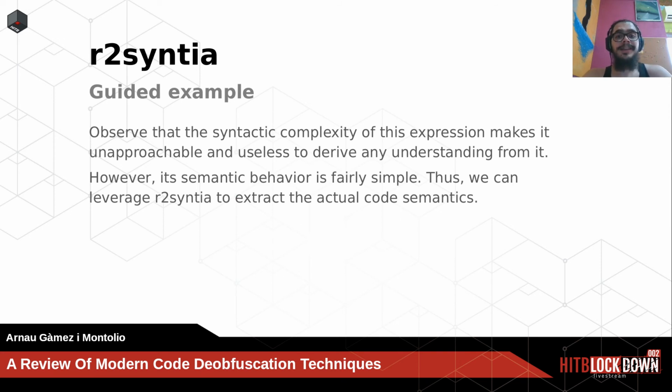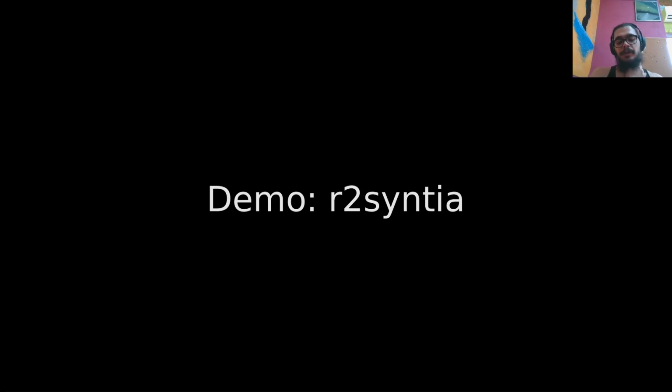But remember that its semantic behavior, its semantic complexity, if you want, is, I would say, trivial. It's just multiplying the second input times the fourth input. So we will leverage Syntia to just extract the actual code semantics. We will synthesize the code semantics just based on the input-output behavior and not being limited by the syntactic complexity of the expression itself, of the instructions that are defining this obfuscated code. So let's take a look at that.